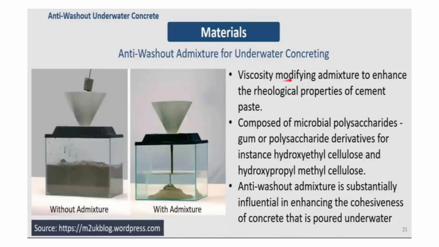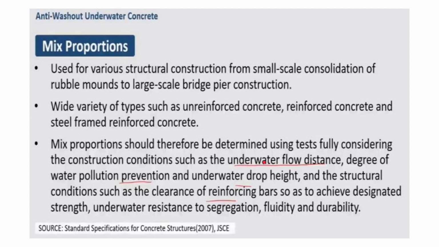Viscosity modifying admixture enhances the rheological or flow properties of cement paste, and is composed of microbial polysaccharides, gum or polysaccharide derivatives, for instance hydroxyethyl cellulose and hydroxypropyl methyl cellulose. Anti-washout admixture is substantially influential in enhancing the cohesiveness of concrete that is poured underwater. So basically the anti-washout or viscosity agent increases the cohesion, so that there is less segregation.